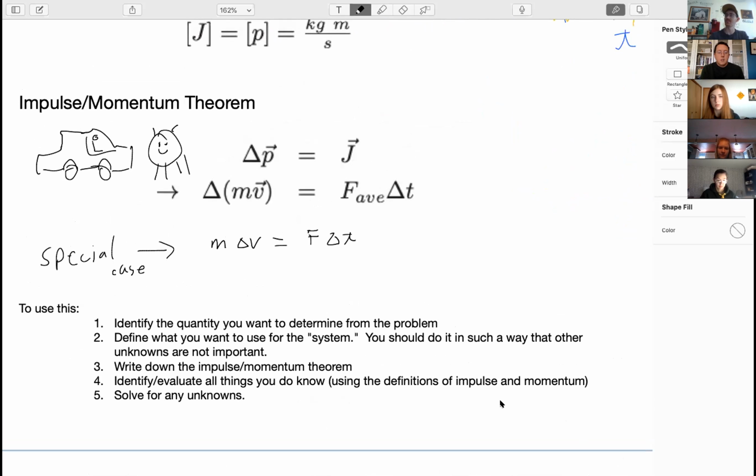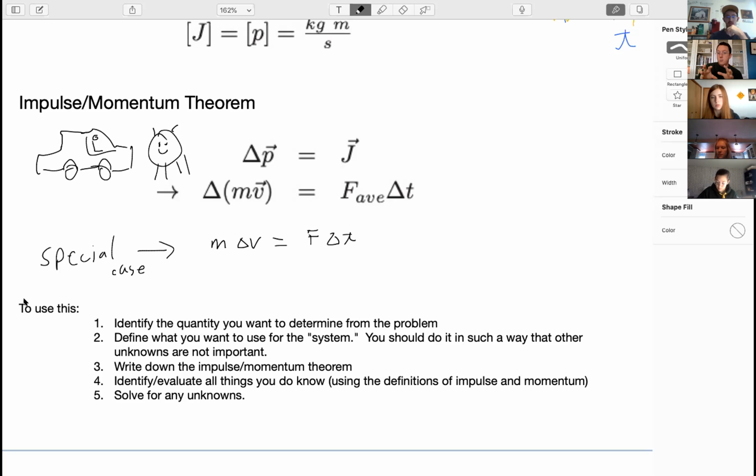I guess step one is read the problem and then figure out what you're trying to solve for. So figure out what quantity you're trying to find. And the problem may have several different things, and so you may have to go through this process several different times, and that's okay.